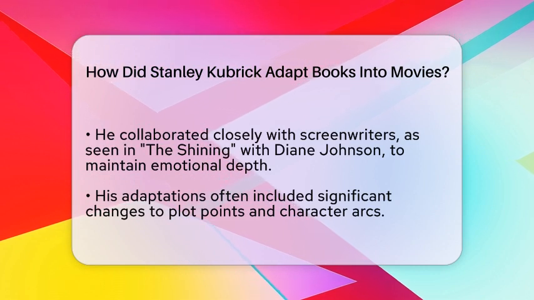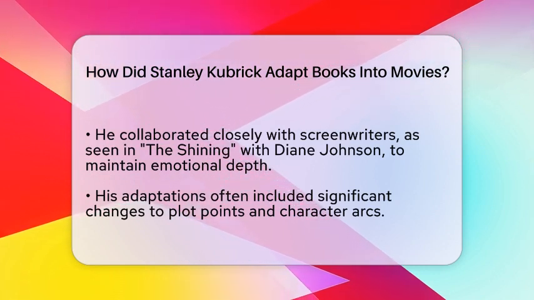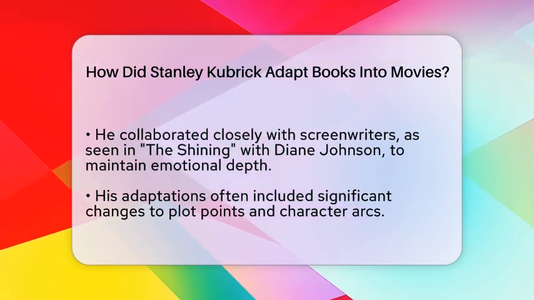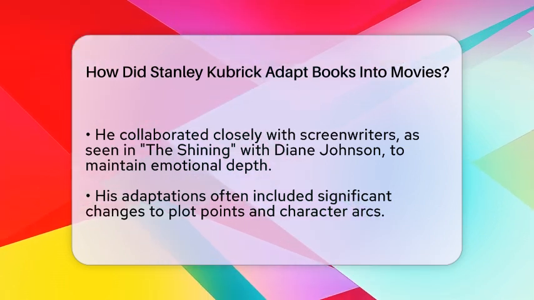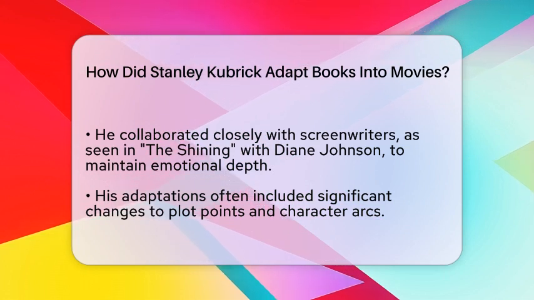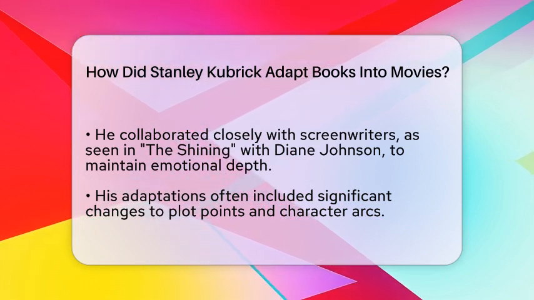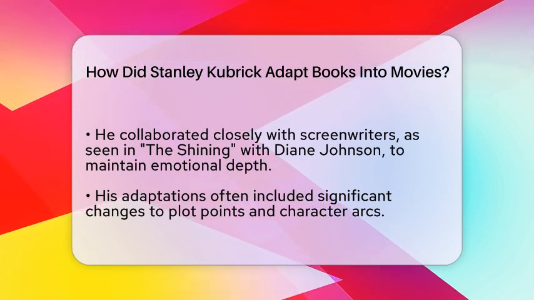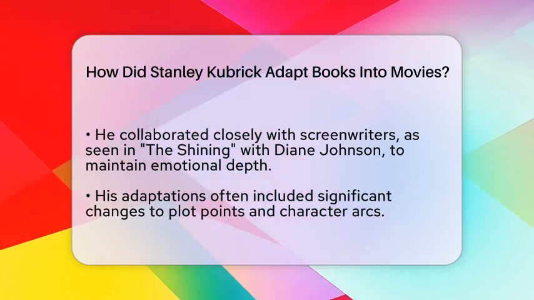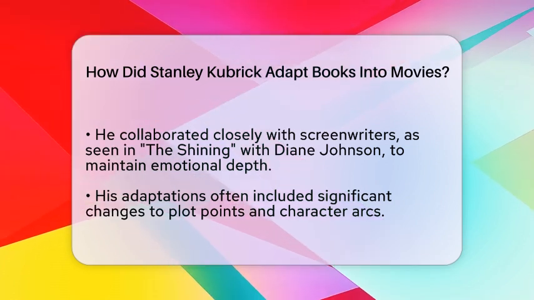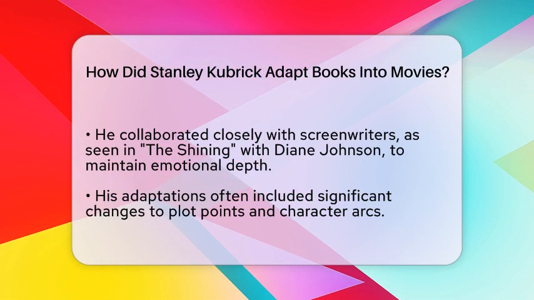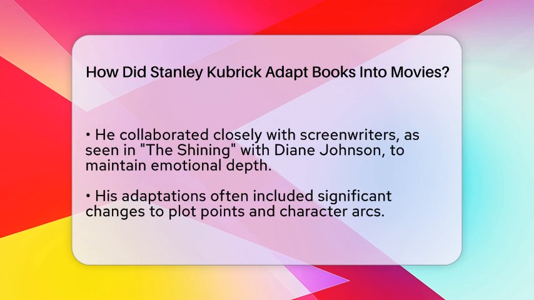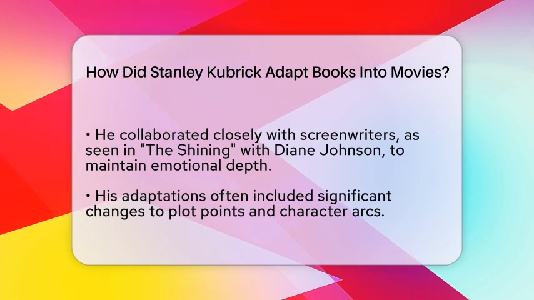Another hallmark of Kubrick's adaptations was his willingness to diverge from the original text. He often made significant changes to plot points, character arcs, and even endings. This was evident in his adaptation of 2001, A Space Odyssey, which was loosely based on Arthur C. Clarke's short story, The Sentinel. Kubrick and Clarke worked together to create a narrative that expanded beyond the confines of the original story, resulting in a film that was both visually stunning and philosophically rich.